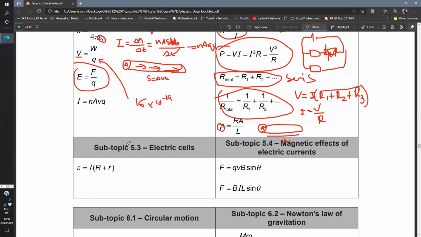It's also worth mentioning that if you have an ideal voltmeter, the resistance in it, since we're talking about resistance here, is infinity. And an ideal ammeter has a resistance equal to 0. The reason is that ammeters are connected in series, and the current needs to pass through it, basically.